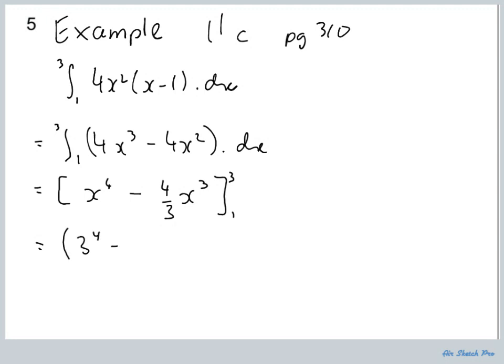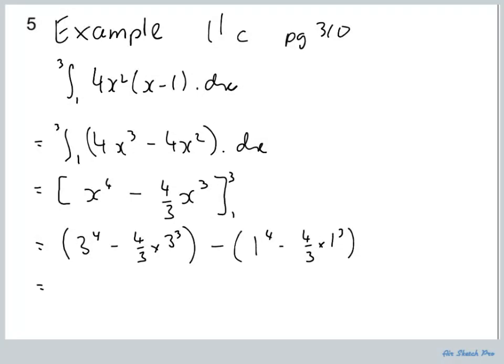3 to the power of 4 minus 4/3 times 3 cubed, minus (1 to the power of 4 minus 4/3 times 1 cubed). Is that okay? And the rest is just a numerical thing. I hope you're okay with it.